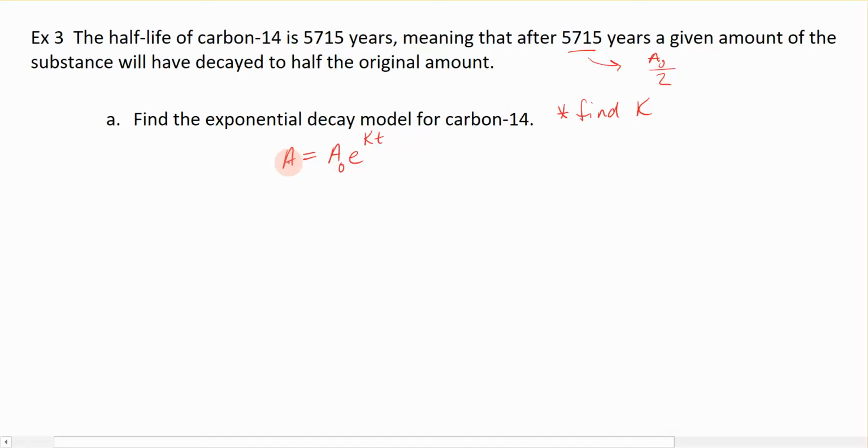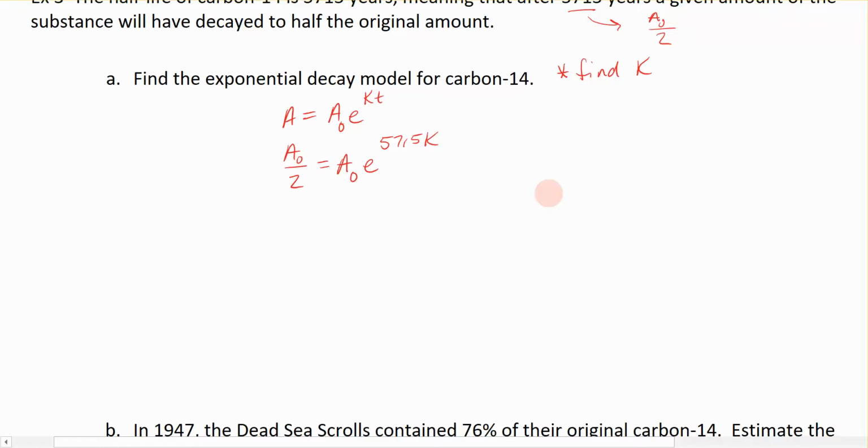Remember that this A is for any time t. So when our time is 5,715 years, the amount of carbon we have left is half of what the original amount was. So A naught stays in there, e to the 5,715k. All right, now what do we want to do?